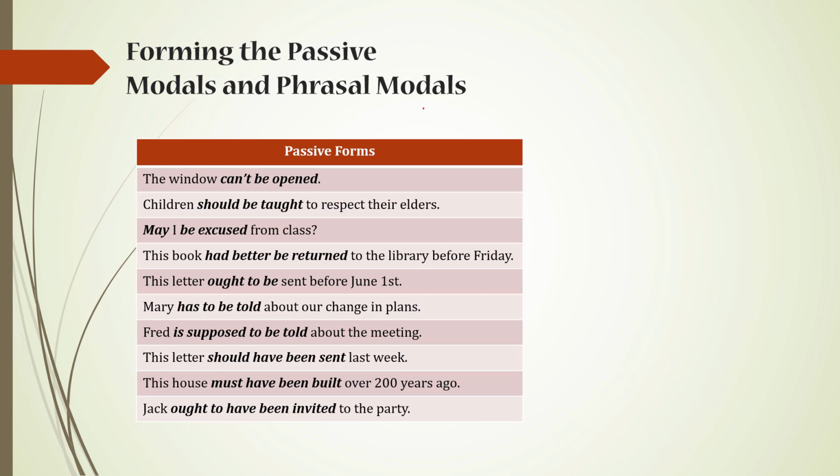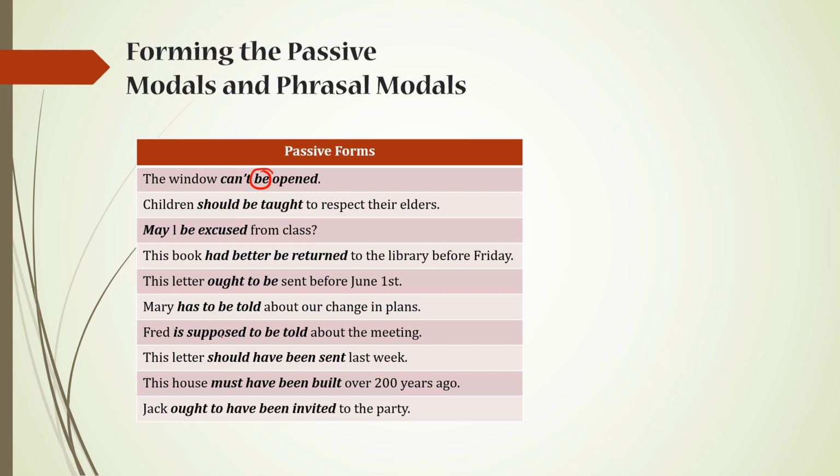Like the first example, the window cannot be opened. So it is the passive form of someone cannot open the window. To change it into passive, you just add be, real be, plus verb 3. The window cannot be opened by someone. By someone is dropped because it is not necessary to mention. The window cannot be opened. Be is placed after the modals.